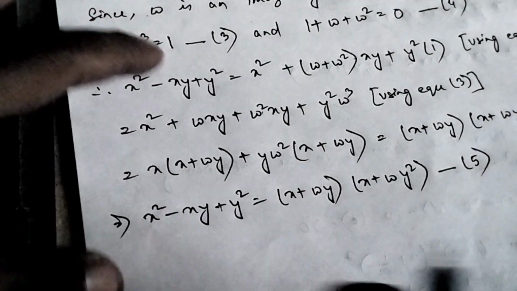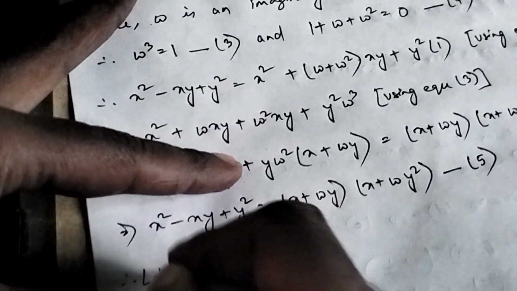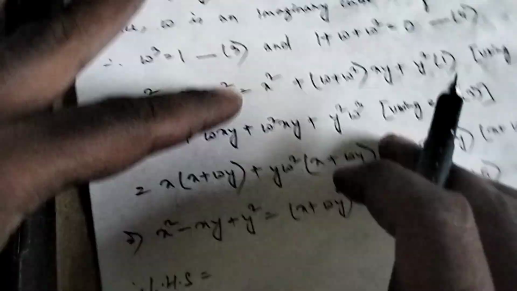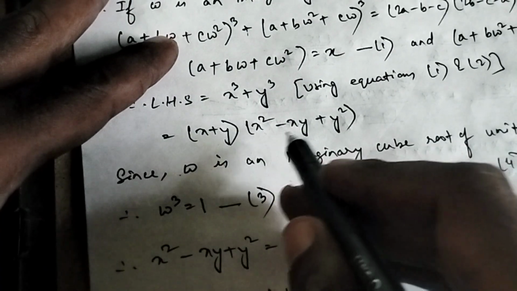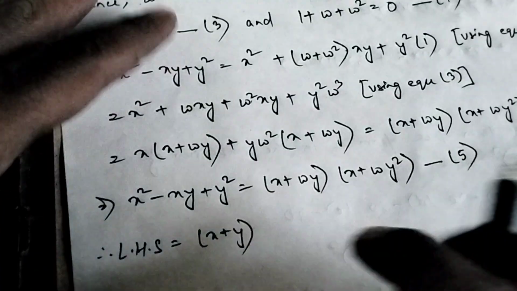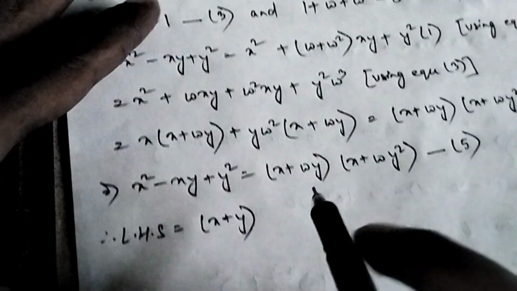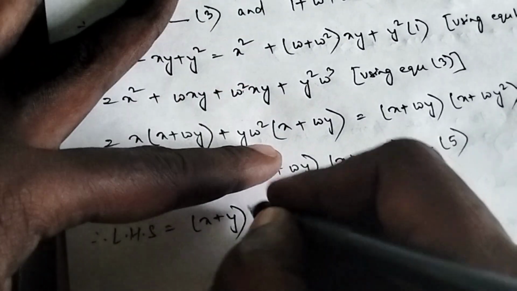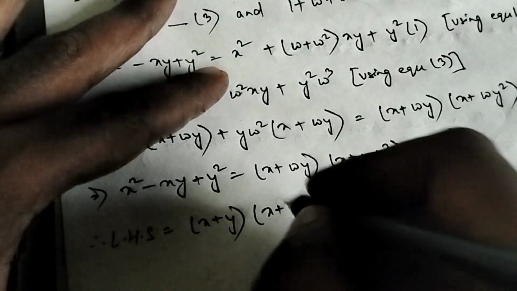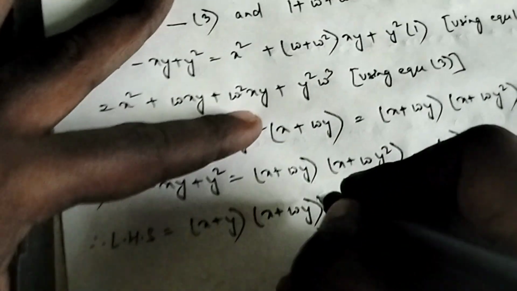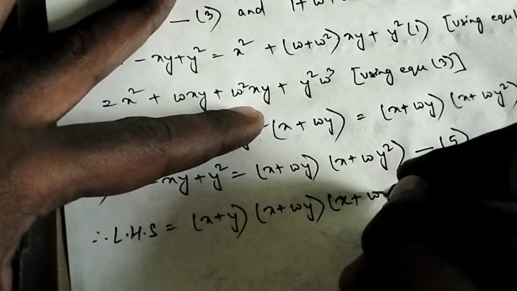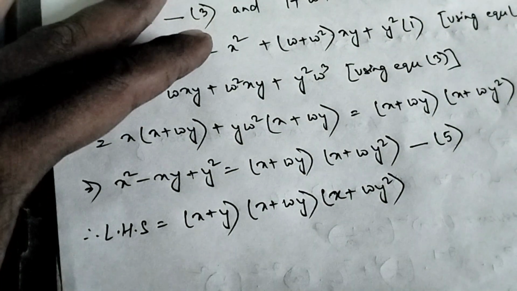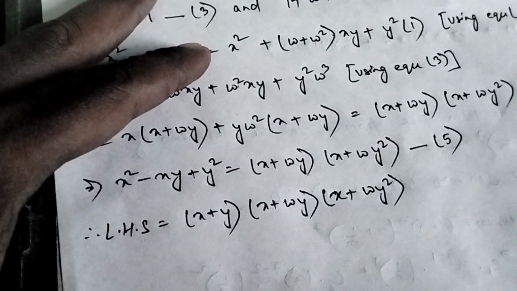So now what is the LHS now? LHS was x plus y into x square minus xy plus y square. And x square minus xy plus y square is now (x plus omega y) into (x plus omega square y). Clear?